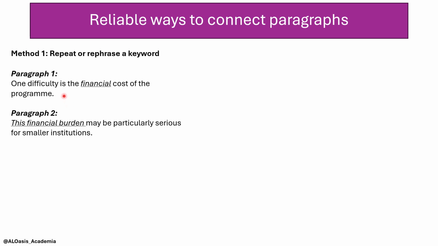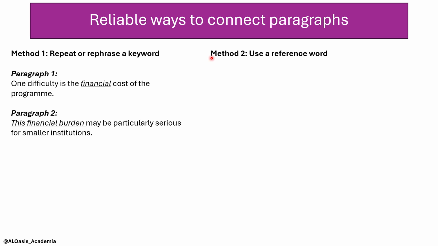So we can see clearly that the final sentence of the first paragraph ended with the idea of issues with the financial cost. And then the second paragraph also started with the burden of financial cost, or issues again with financial cost. So that's one way of connecting the second paragraph to the first paragraph, which is starting with the same idea, the issue with financial cost.